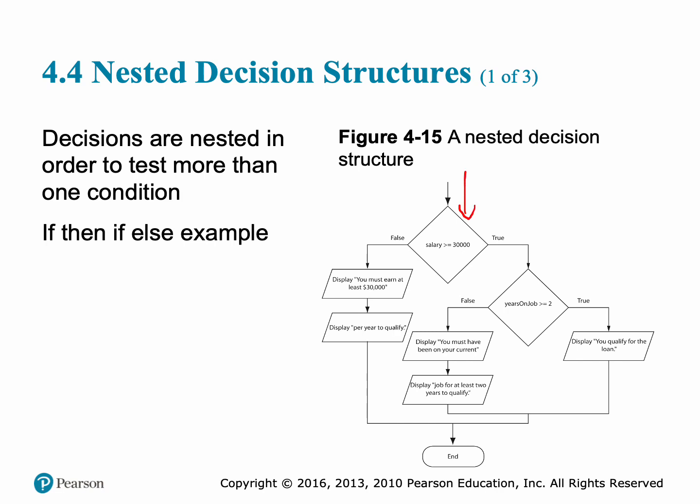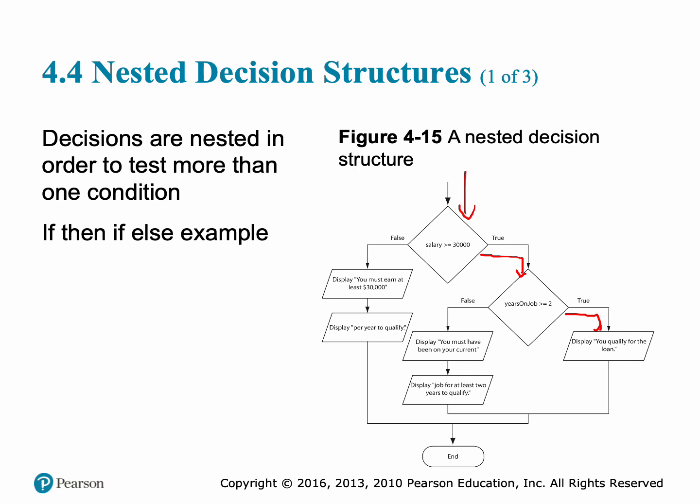The first condition that we're checking is if our salary is greater than or equal to 30,000. If it is true, we're going to follow our arrow right here, and we're going to check our next decision structure, the nested. This is where the nested comes in. We're putting one decision structure after the other. And we're checking if years on the job is greater than or equal to 2. If that is true, we're going to follow our true arrow right here, and we're going to display you qualify for the loan.